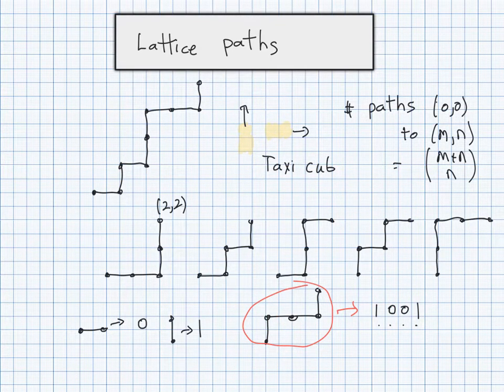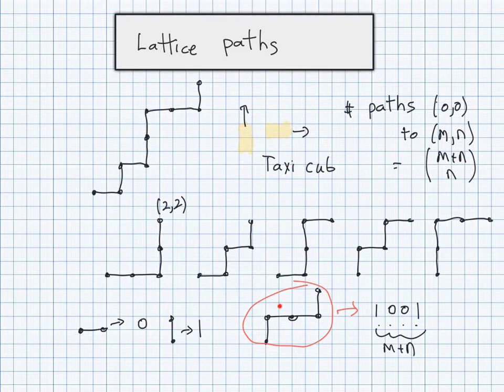And we note that the bit string has length m plus n. The reason is that if you can only go north and east one step at a time, it's going to take you m plus n steps to get where you're going. There's no way around that. And so the directions have m plus n steps in them, so the bit string has length m plus n.